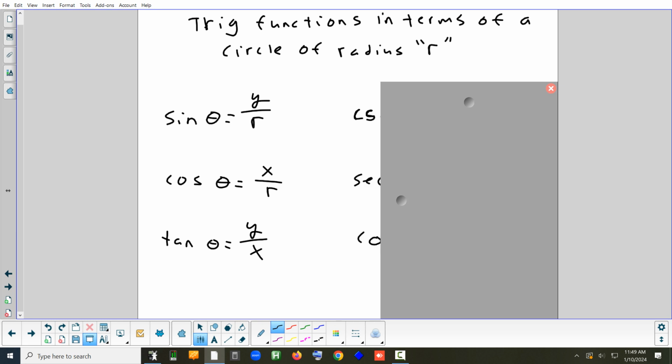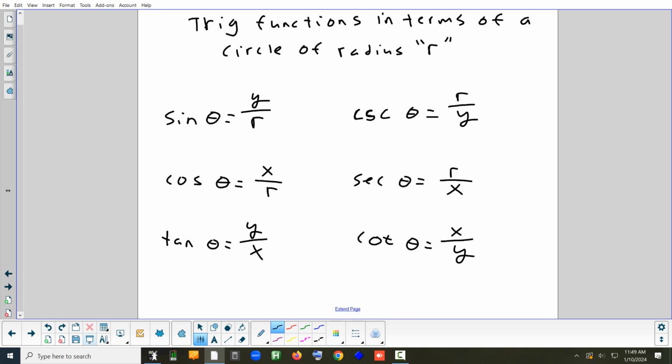Now, what do we always do to get the other three? Find the reciprocal. So the cosecant is r over y. The secant, r over x. And the cotangent, that's the same formula we had on the unit circle. It's x over y.